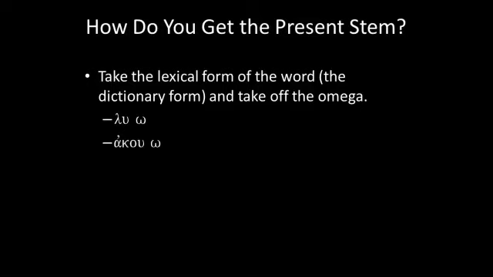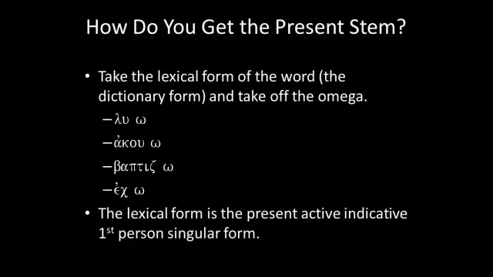Akouo, a verb that means I hear, like the word acoustics. Take off the omega, you're left with akou. That would be the present stem. Baptizo, the verb that means I baptize. Take off the omega, you're left with baptiz. That would be the present stem. Echo. Take off the omega, you're left with ech. So that's how you get the present stem.